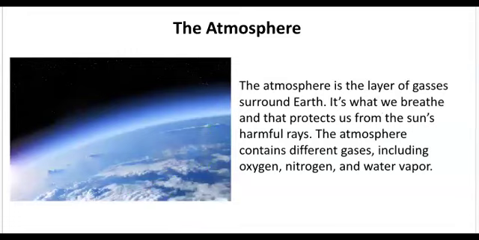Within our atmosphere, the atmosphere is the layer of gases that surround the Earth, and it comes all the way down to the surface of the Earth. So it's what we breathe. The atmosphere protects us from sun's harmful rays, and it contains numerous different gases, oxygen, nitrogen, and water vapor.